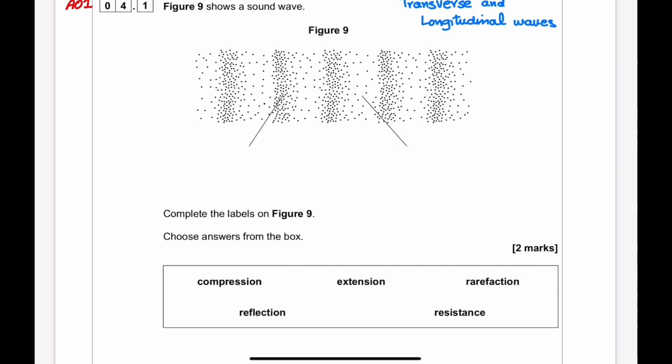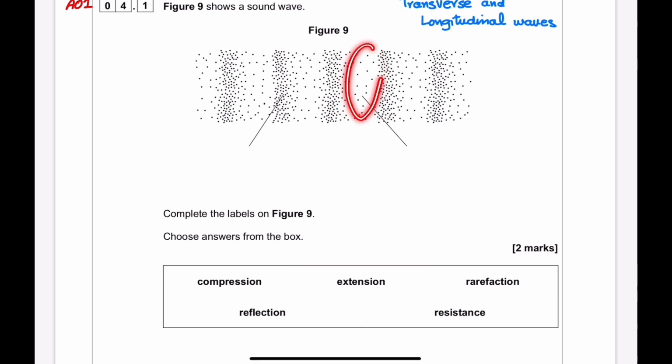If you look in figure number 9, we can see here the particles are very close in this region, whereas in this region the particles are away from each other as compared to this region. A longitudinal wave consists of two main parts. One is where the particles are very close, that is called compression. So this is the compression region of the longitudinal wave, whereas the place where the wave particles are away from each other, that is called the rarefaction.